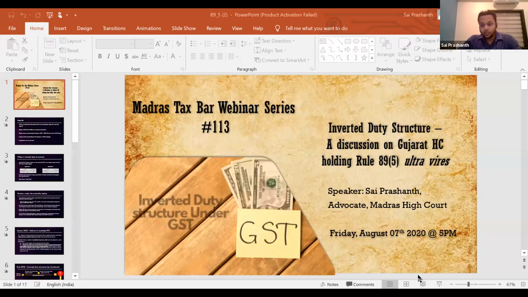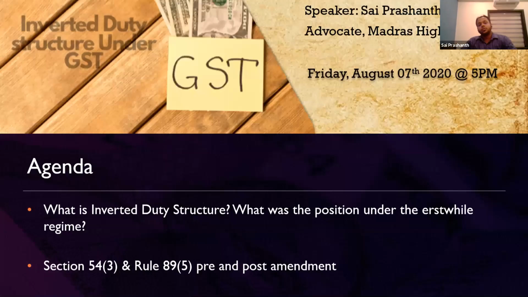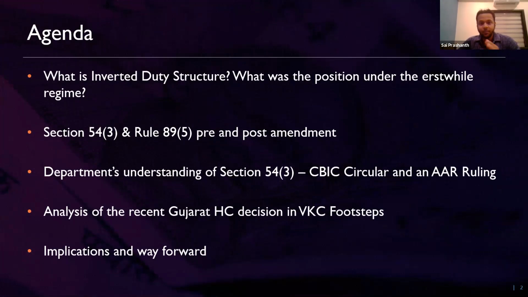So I have a presentation. I'll just share it now. What we'll do today, I'll share the agenda also. We first look at what is inverted duty structure, very basic, just conceptually what exactly it is. And what was it under the earlier regime, that is prior to the introduction of GST, how was the inverted duty structure dealt with? After quickly going through that, we'll jump into the core provisions dealt with by the Gujarat High Court, which is section 54, subsection 3 of the CGST Act and rule 89.5 of the CGST Rules. Then after analyzing these two provisions, we'll move on to how the department had understood the provisions of section 54.3.